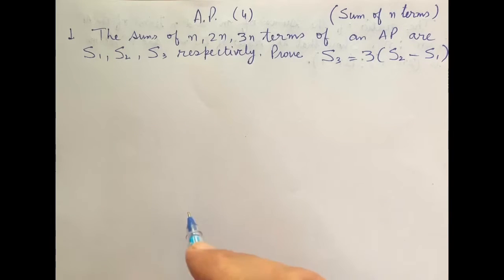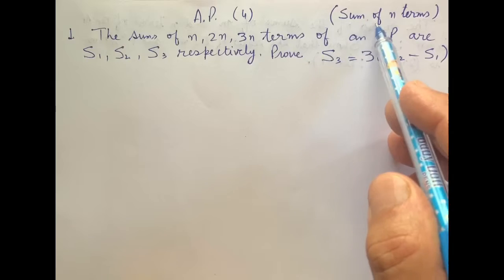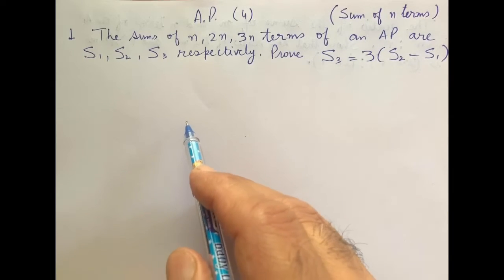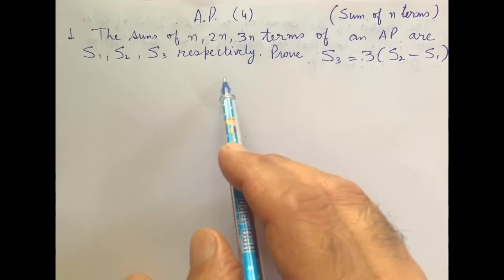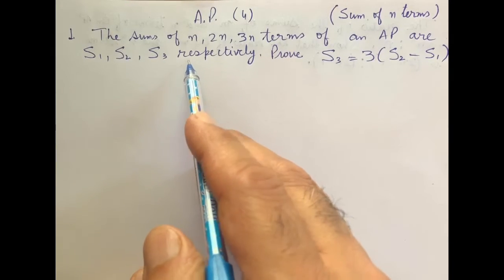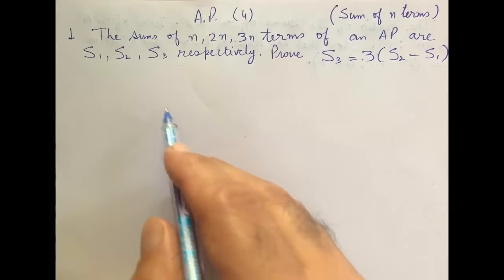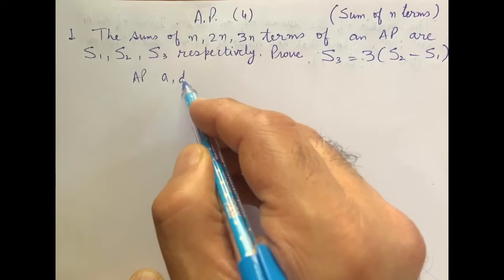Continuing with arithmetic progression, we'll solve more questions on sum of n terms of AP. The first one: sums of n, 2n, 3n terms of an AP are given as S1, S2 and S3 respectively. We have to prove this result. Let us say the AP has first term a, common difference d.